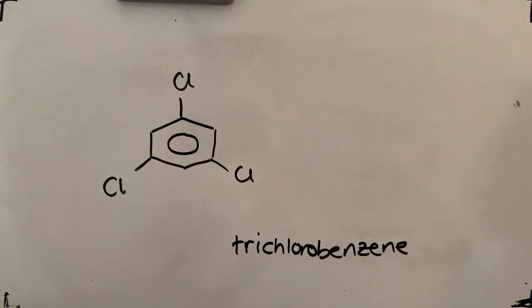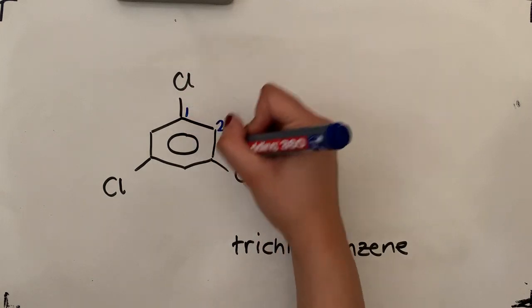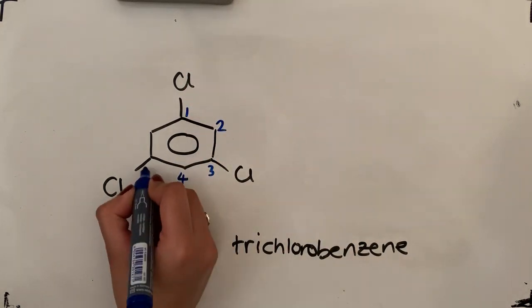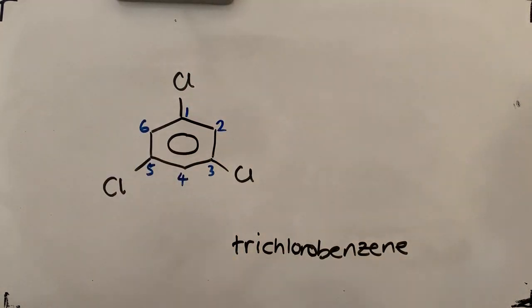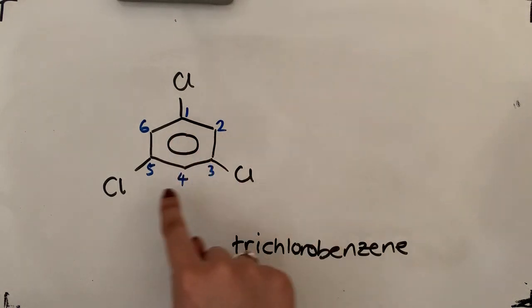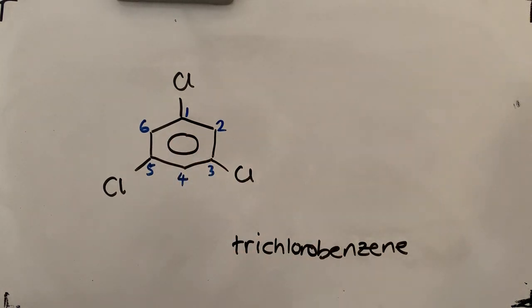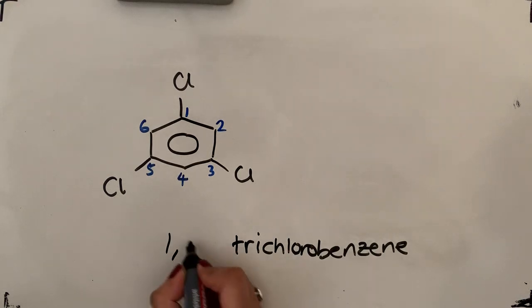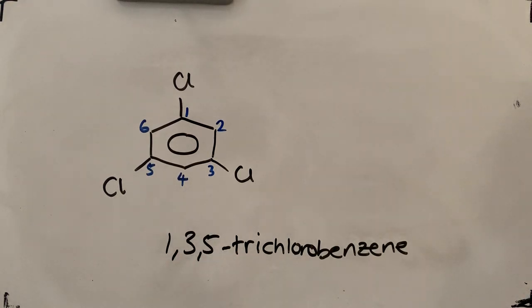Trichlorobenzene, and again you've got to put numbers on your carbons in the benzene ring. In this one it doesn't actually matter which direction you go in. So as you can see, this is called 1, 3, 5. So you put those numbers in order. It is 1, 3, 5 trichlorobenzene.